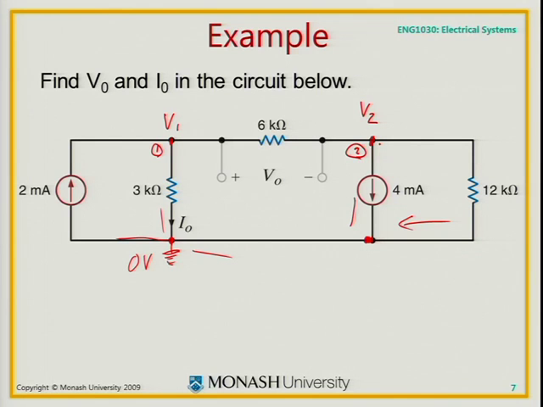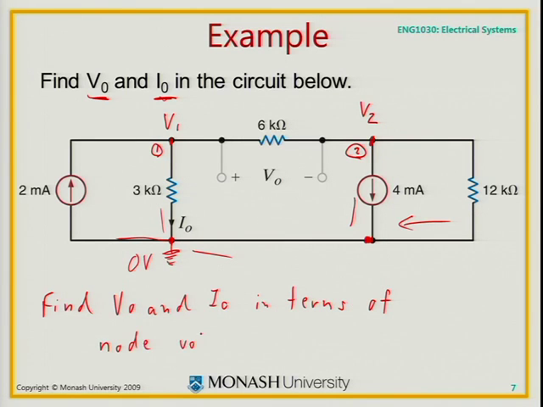So your next task is, suppose you knew V1 and V2, how do you write V0 and I0 in terms of V1 and V2? That's a MELTS question that should be open in MELTS. So find V0 and I0 in terms of node voltages, these things called node voltages, V1 and V2.